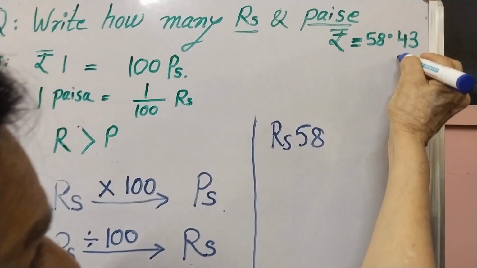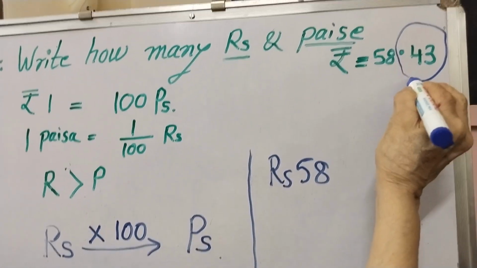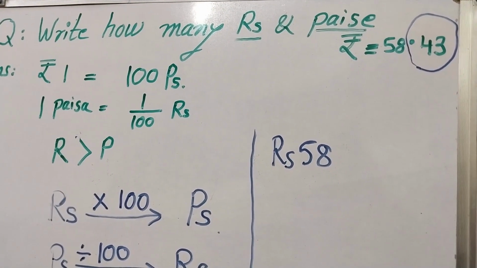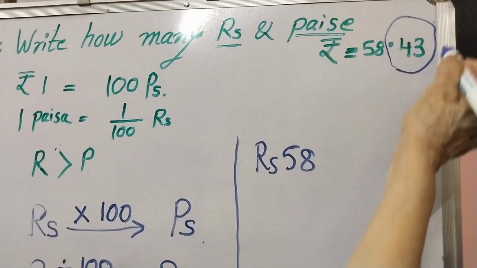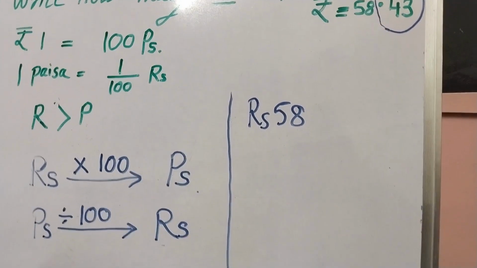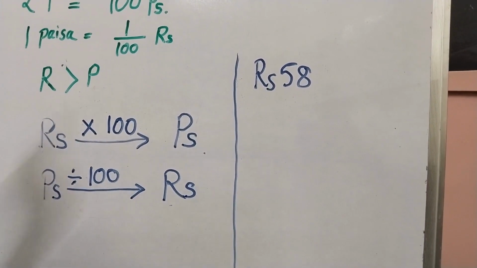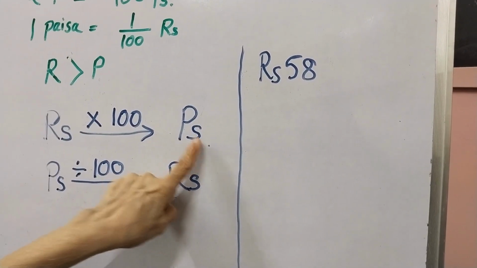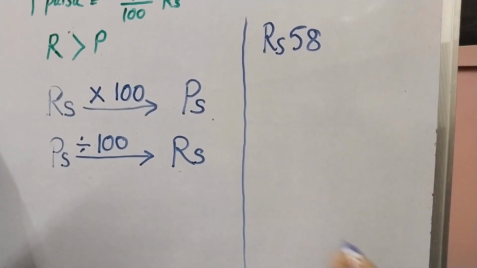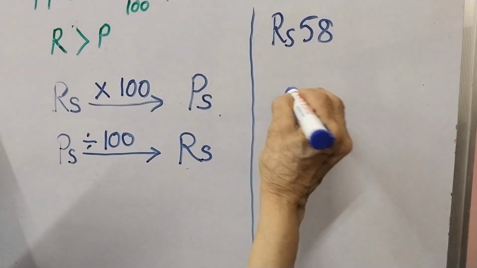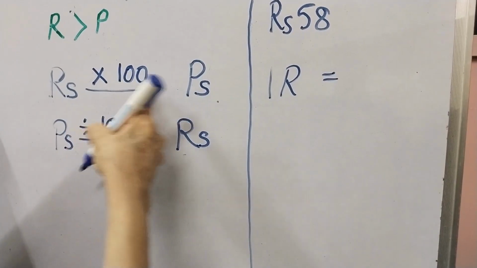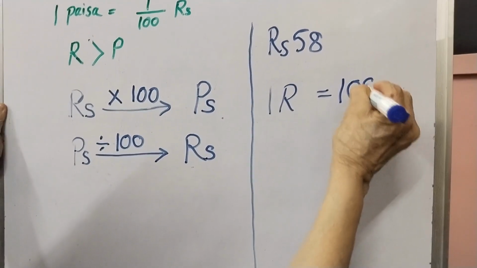Now remember that this particular part is a fraction of a rupee only, and hence this part we have to convert into paisas. When we want to convert rupees into paisa, we have to multiply by 100. So let us write the same thing here: 1 rupee is equal to 100 paisa.